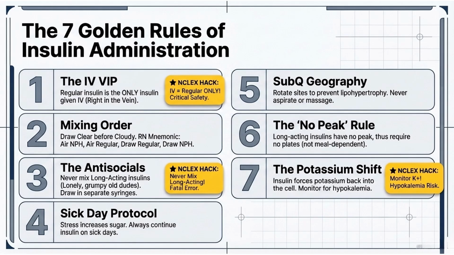I'm going to talk about this on another slide, but I want you to be thinking of what we would do if a patient's blood sugar is low. Okay, remember that the regular insulin is the only thing we give IV. Remember our mixing order. Remember we're not mixing the long-acting insulins. Remember that they might need increased insulin due to stress or illness. Remember to rotate your sites. Remember that long-acting insulin can be given without regard to meals, and that we need to monitor for hypokalemia because of that relationship with potassium.